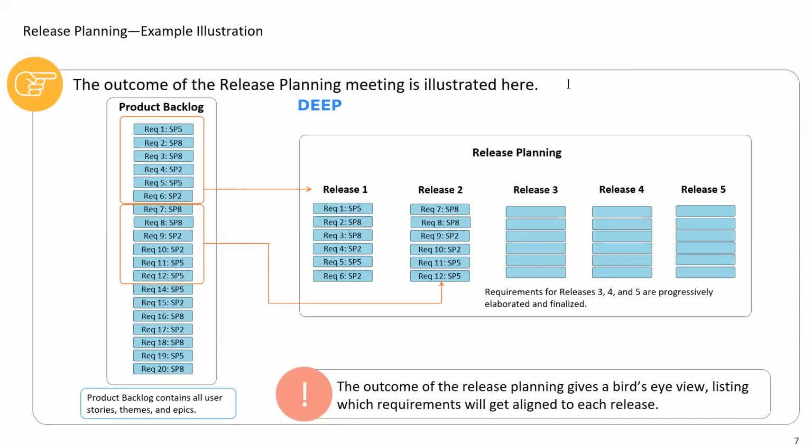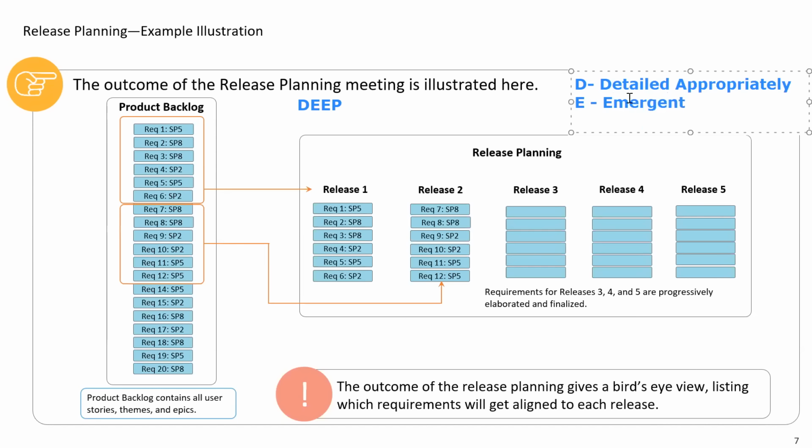D in this acronym stands for detailed appropriately. E stands for emergent. Another E stands for estimable, and P stands for prioritized.